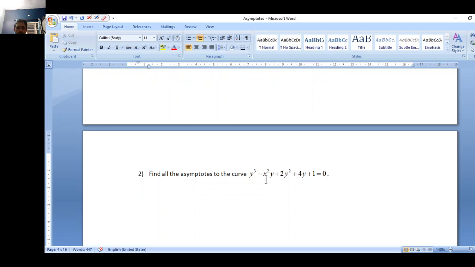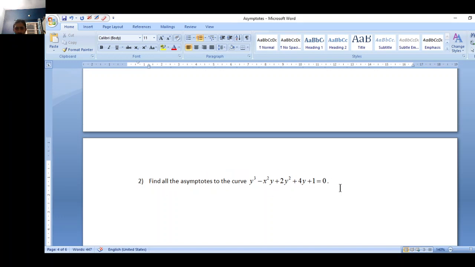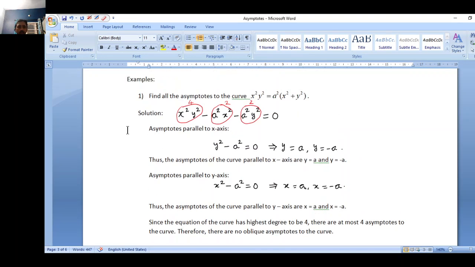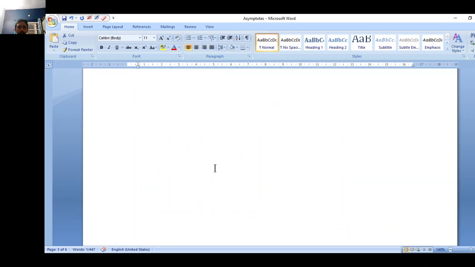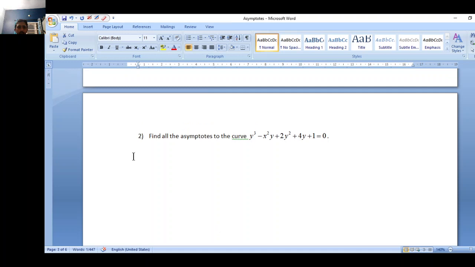Now I'm taking up this particular curve whose equation is y cube minus x square y plus 2y square plus 4y plus 1 equals 0. Okay, so the question is about finding all the asymptotes to this curve. Okay, so how do we start? So once again we begin rewriting the equation by multiplying term by term and writing all the terms on one side.